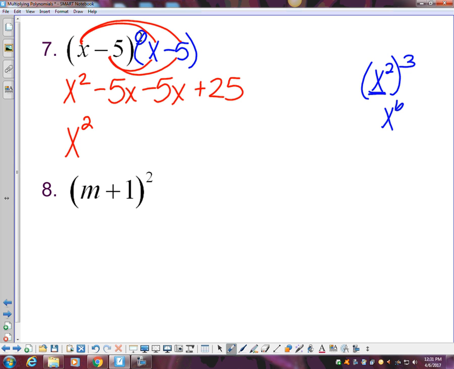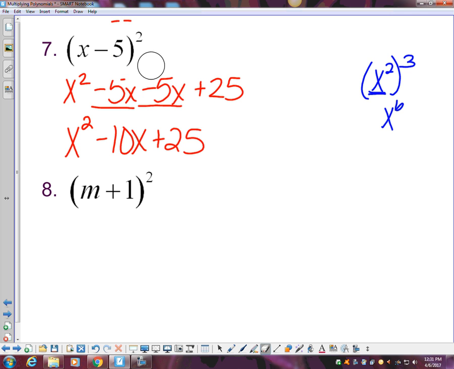So I have my x squared. A negative 5x and a negative 5x is a negative 10x, plus 25. So this, when it's only written once and it's squared, is a lobster hiding under the rock. You pull the rock back, write it twice, and then go regular lobster. So it doesn't pinch your toe off.